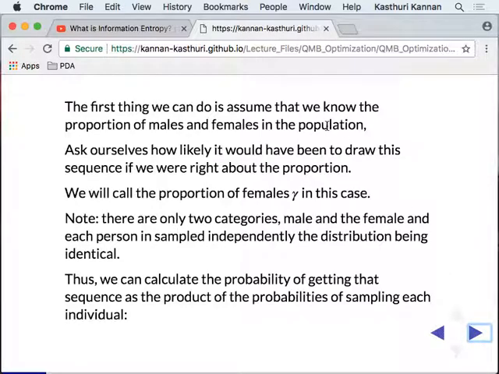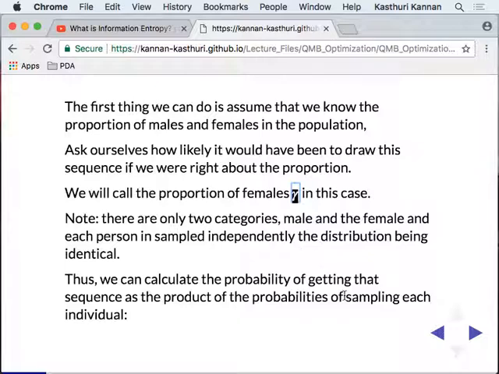So the first thing we can do is assume that there are proportions, right? If you randomly draw from the population, what's the proportion of females? That is given by this parameter lambda here, okay? But there are only two categories here, male and female, and each person is independent of the other. So this perfectly fits the assumptions of the likelihood function, right?